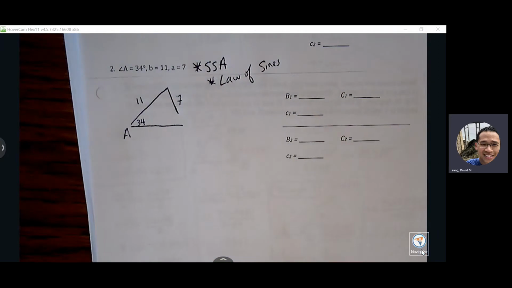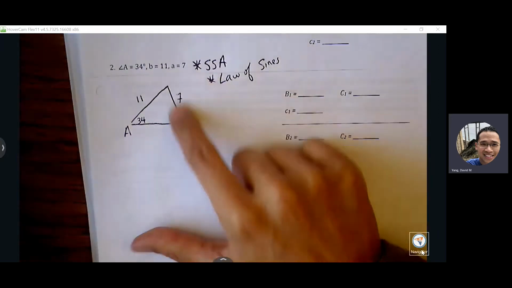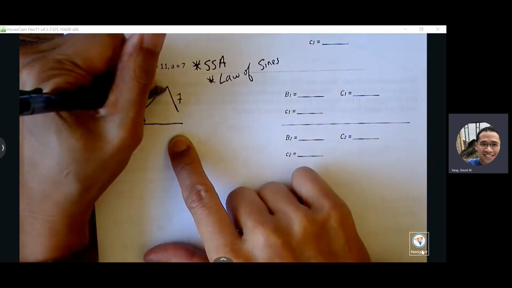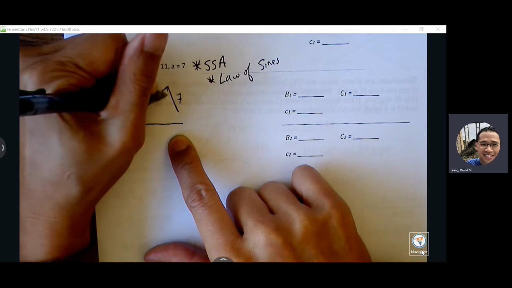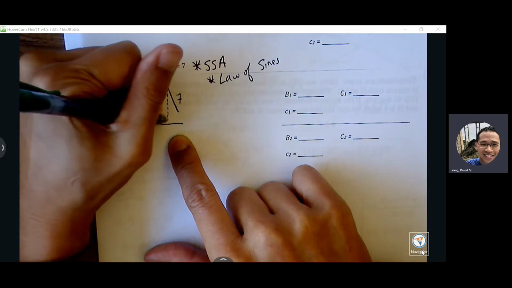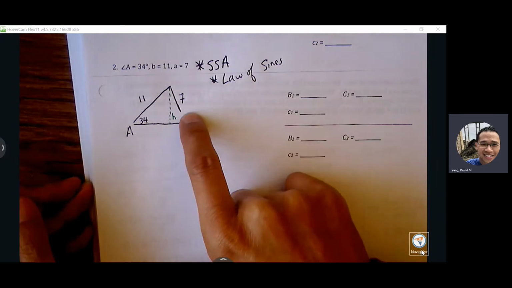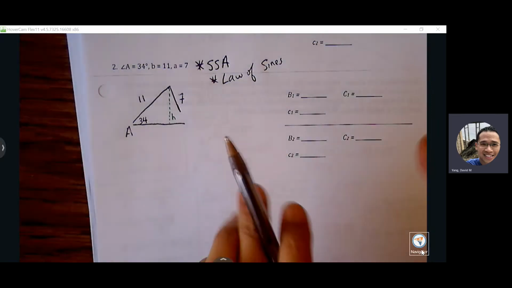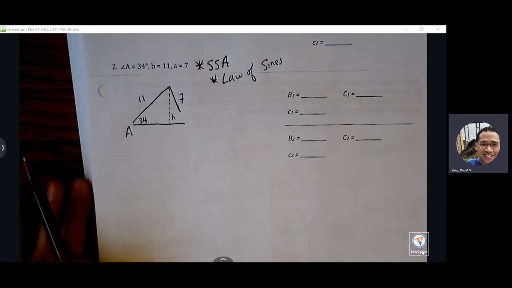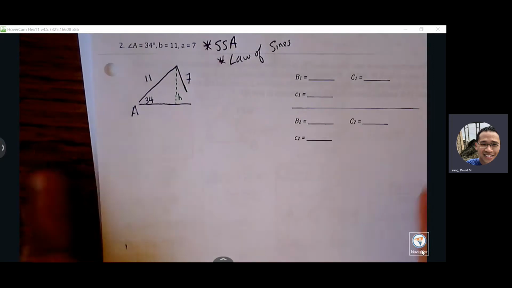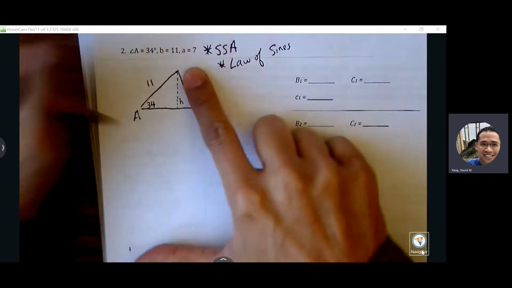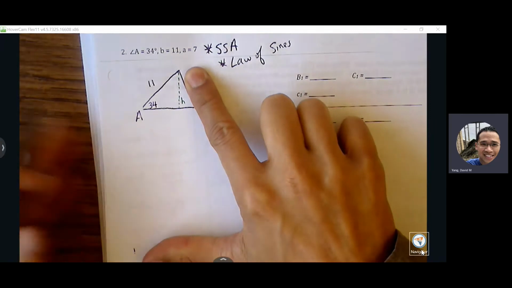Okay, so we're going to gather some information. That information is going to come from this vertical height. This vertical height is not part of our triangle per se, but it will help us make some decisions about what to do with that 7. Because that 7 is kind of moving. We don't know exactly where it's going to land. So let's solve for h. How would you set up to solve for h here?